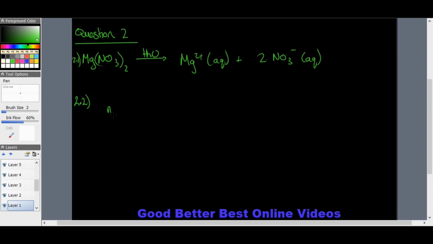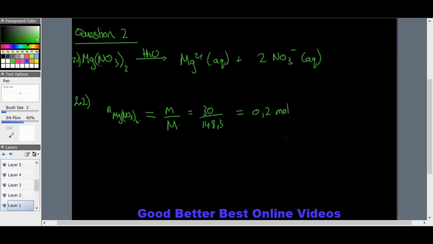And then 2.2, calculate the concentration of the solution. So the number of moles of Mg(NO3)2 is equal to mass divided by molar mass. Now the mass they gave us was 30. The molar mass we get from the periodic table, and if we calculate that, that's going to be roughly about 148.3. Depending on the periodic table that you use, some of them use whole numbers, some of them use decimals. So therefore, that amount of moles is going to be about 0.2 mole.